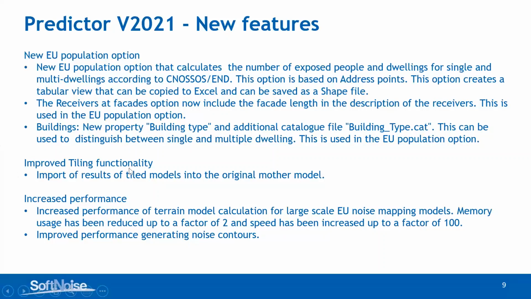We've improved the tiling functionality. You can now import the results of tiled models into the original model. Up until version 2020, you could tile a model into several tiled models, but all these tiled models kept their individual results and you could not get them back into the mother model, the original model. Now we can. That's of course a big benefit, because then you don't need to handle all these separate tiles anymore. You can use it as one model again. We've increased the performance of the terrain model calculation and the performance for generating the noise contours.